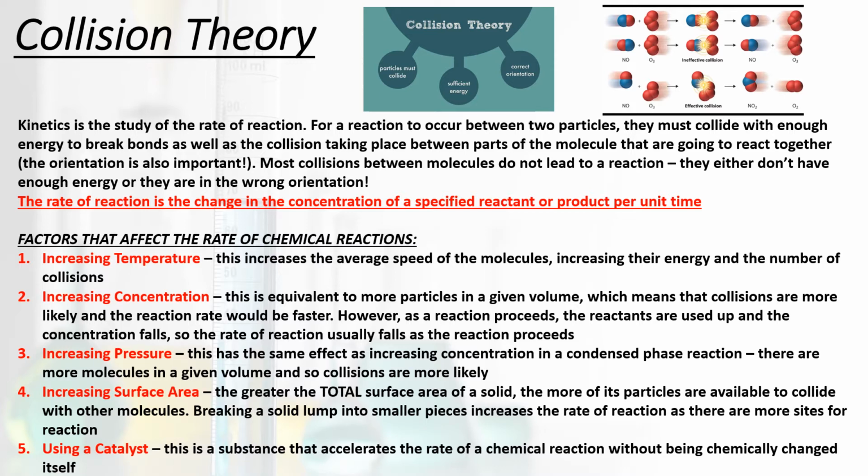And there are several factors that affect the rate of a chemical reaction. So the first is increasing temperature. If we increase the temperature, this increases the average speed of the molecules. We've increased the energy that the molecules have. So essentially these molecules have got more energy, they're moving around more quickly, and therefore the number of collisions that happens is also increased with increasing temperature. By giving them greater speeds, they can move around more and they're more likely to collide with each other.